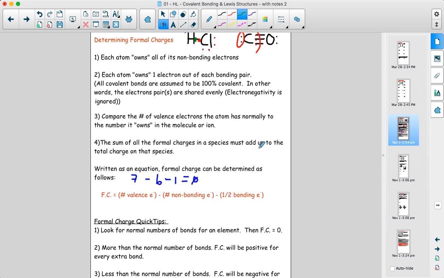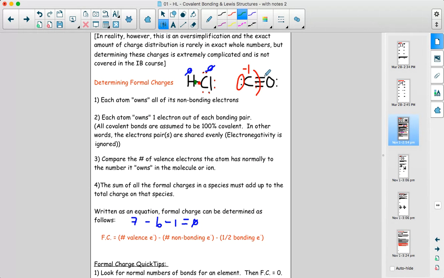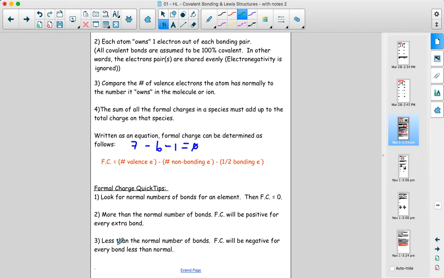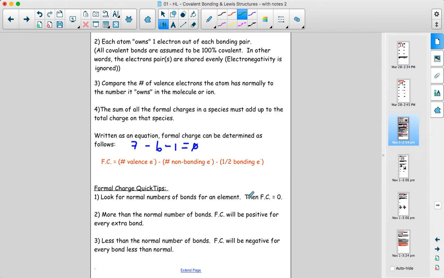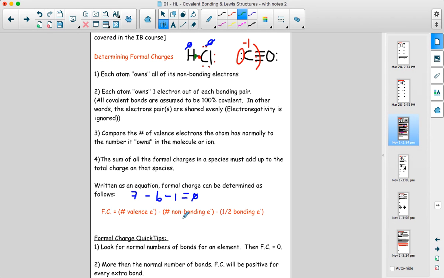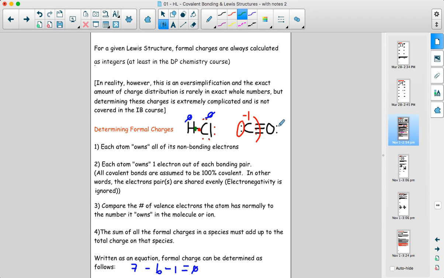If we go down to the quick ways, normally carbon would make 4 bonds. This is a very weird example for carbon where it's only making 3. And you can see that since it's making 1 less than its normal number of bonds, it ends up with a -1 formal charge. Oxygen, on the other hand, normally makes 2 bonds. In this example, it's making 3. Since it has 1 more than its normal number of bonds, we could predict it's going to have a +1 formal charge.